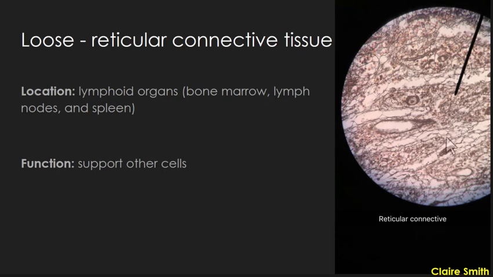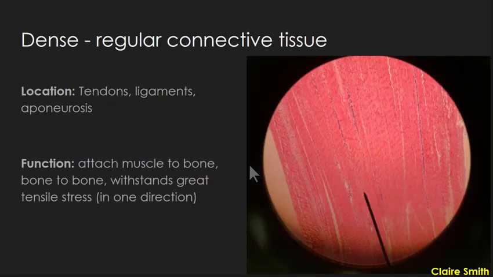This one's pretty straightforward. There's also some slides where this is dyed a little bit differently and looks almost purple. But this kind of reminds me of little grapes. I don't know why. There's little dots around. So I think of little grapes when I see that. So loose reticular. Next, we have two dense connective tissues.